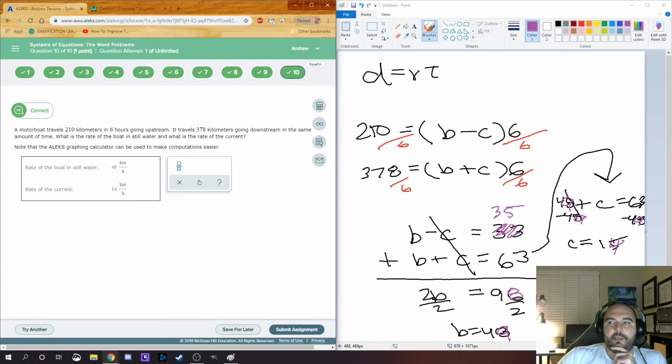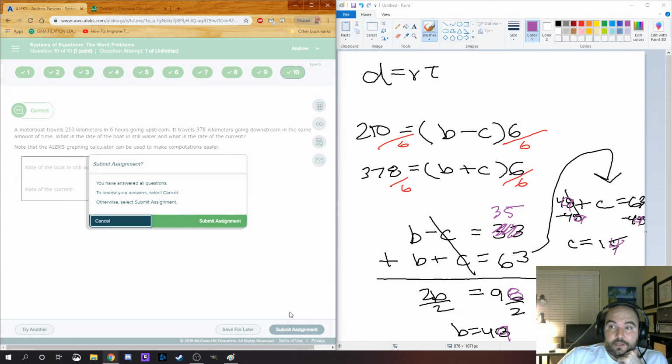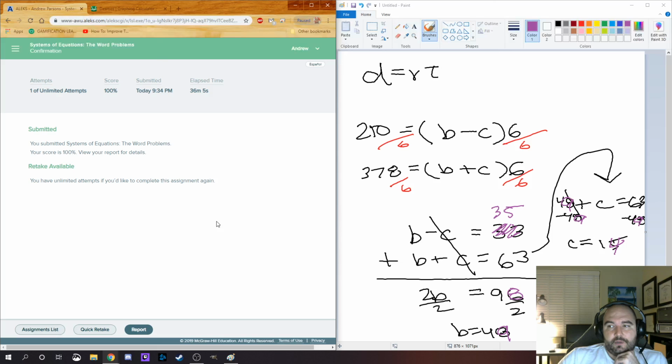And don't be a goon like me and make sure you check your work. I should have known 210 divided by 6. Yikes. What was I thinking? Oh well. It is what it is. Submit assignment. By the way, there's not going to be one of these distance equals rate times time problems.